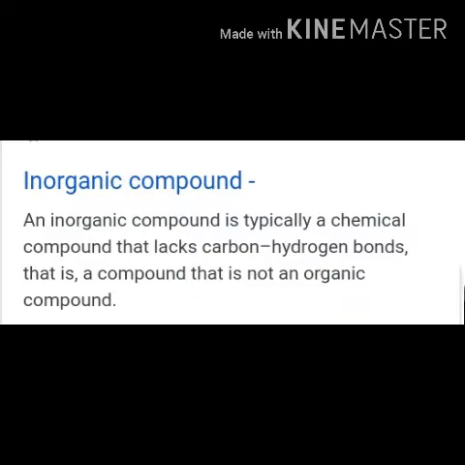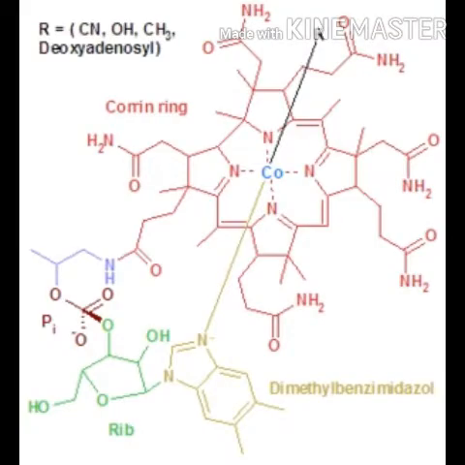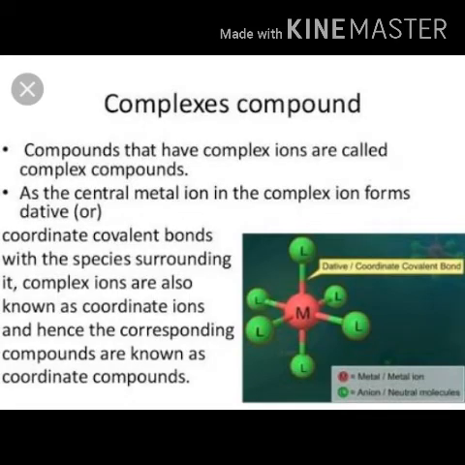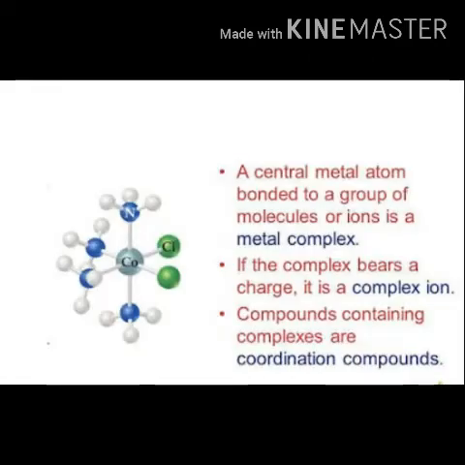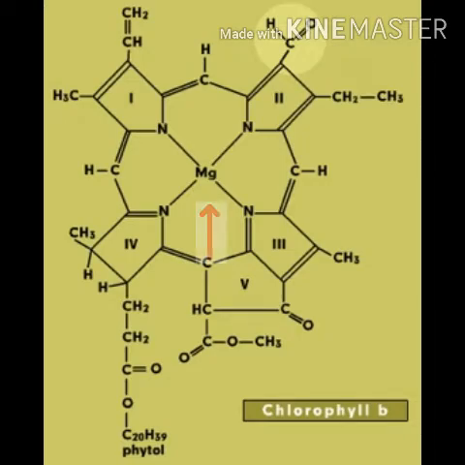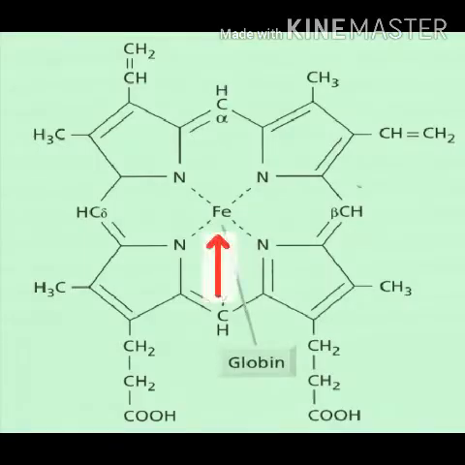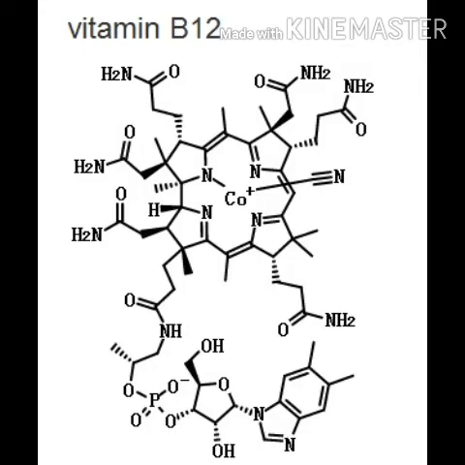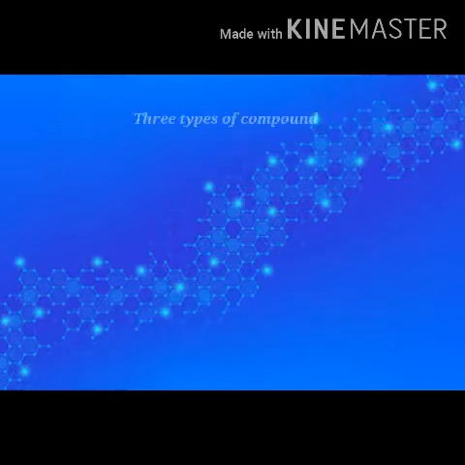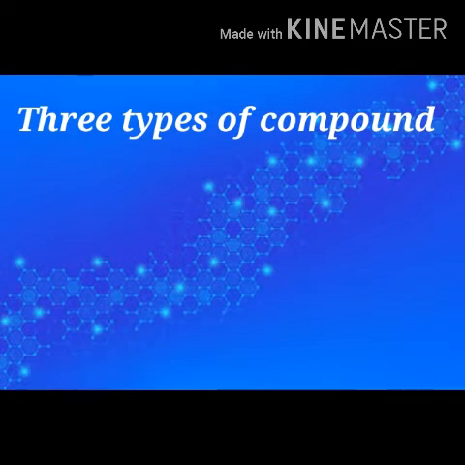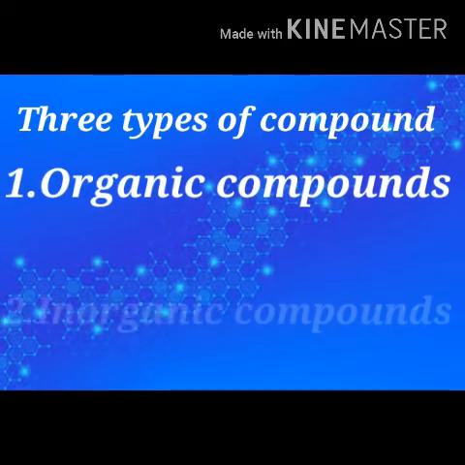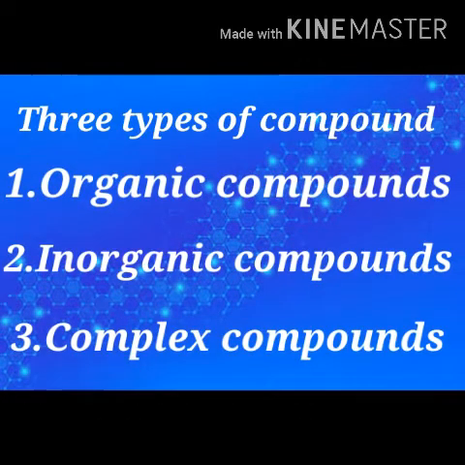The third type of compound is the complex compound. Compounds that have complex ions are called complex compounds. The molecules of such a compound have a complex structure formed by many atoms, and in the center of this structure, metal atoms are also included. Chlorophyll that contains magnesium, hemoglobin that contains iron, cyanocobalamin or vitamin B12 that contains cobalt are some examples of complex compounds. In this way, compounds are classified into three types: organic compounds, inorganic compounds and complex compounds.